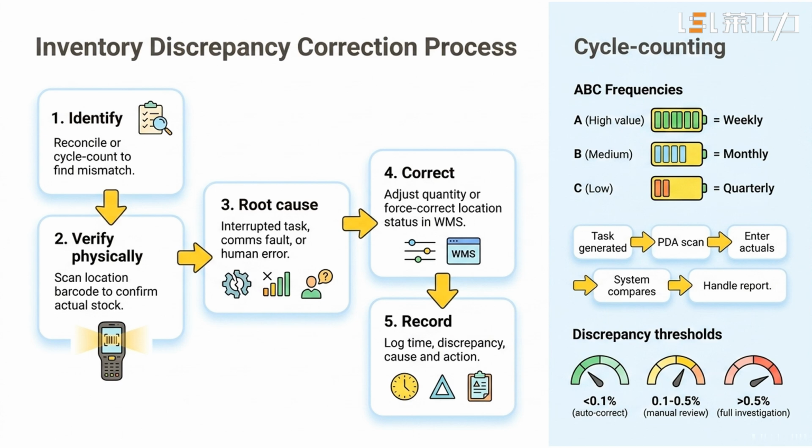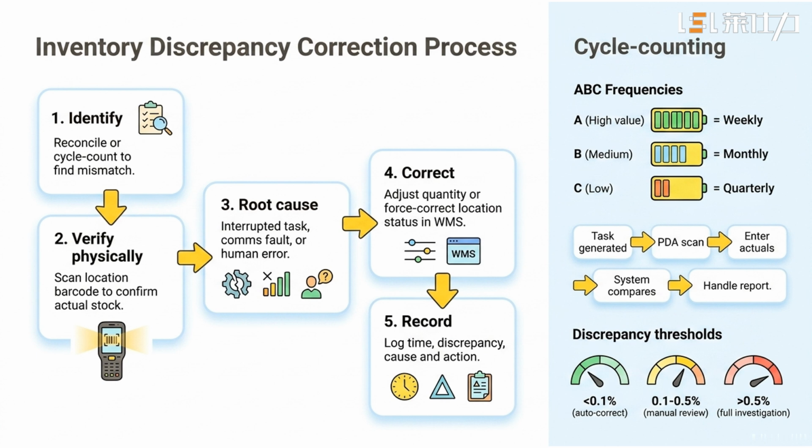Once a data check finds an inventory discrepancy, handle it by the standard process. Step 1. Identify it. Step 2. Verify physically on site. Step 3. Analyze the root cause. Interrupted task. Comms fault or human error. Step 4. Correct it in the system. Step 5. Log and file it.